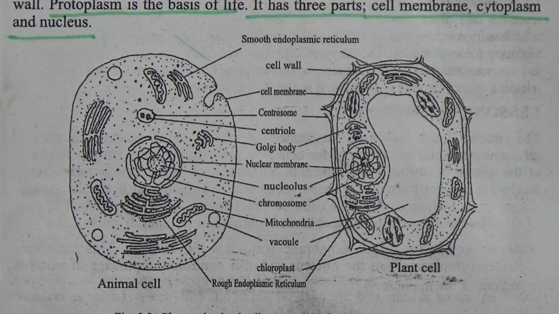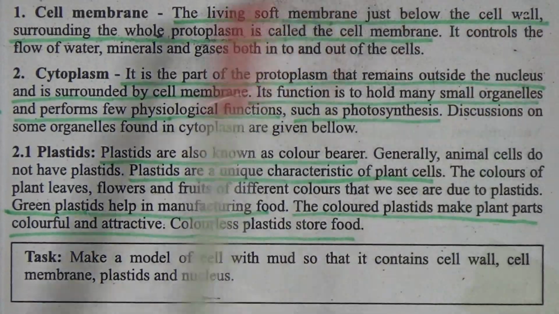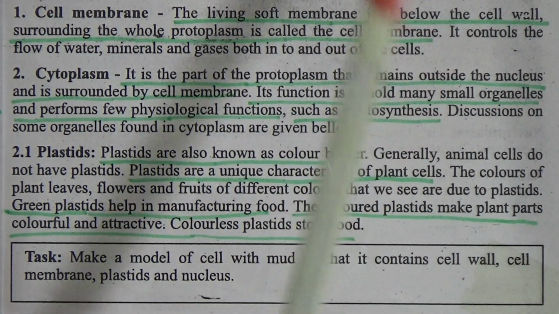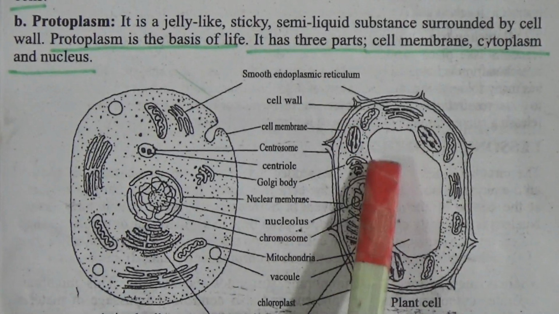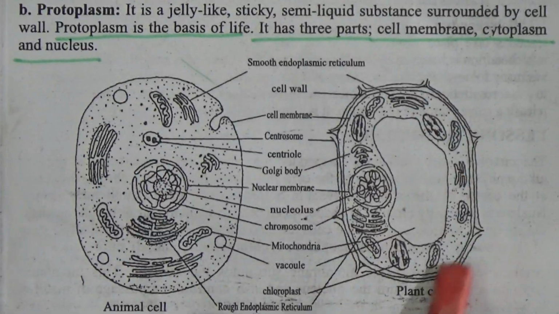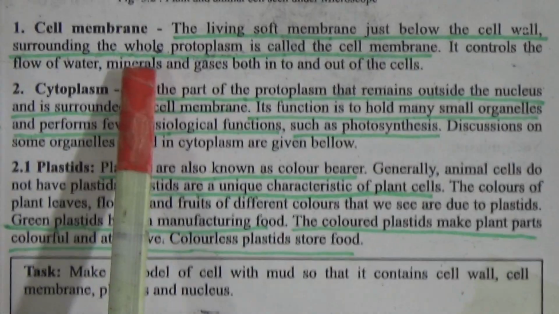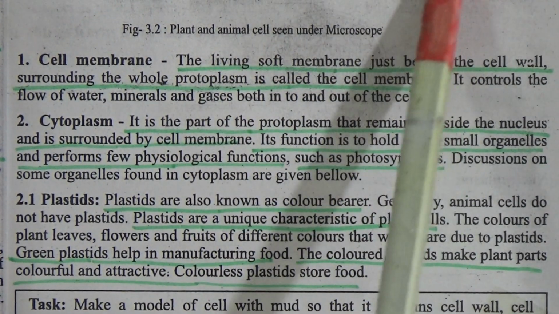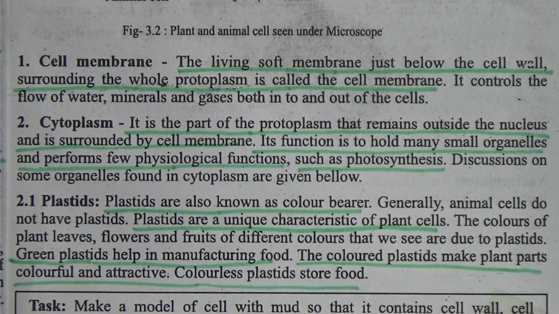Now, number one, cell membrane. The living soft membrane just below the cell wall, surrounding the whole protoplasm, is called the cell membrane. It is under the cell wall and protects the whole protoplasm. You can see that this is called the cell membrane. It controls the flow of water, minerals and gases both into and out of the cell. It helps to take minerals and water in and out of the cell.